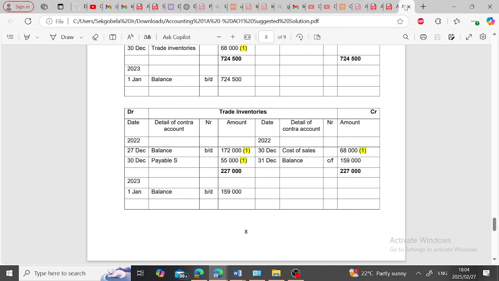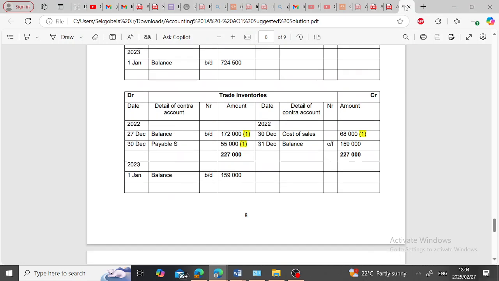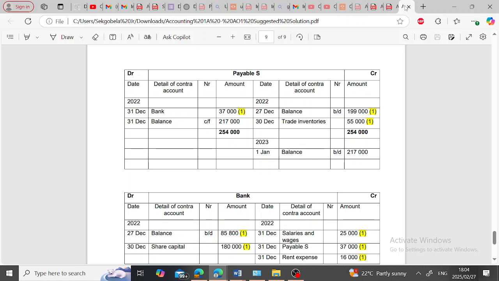So what's going to happen for payable S? For payable S, we are going to have trade inventories credited by 55,000. Why? Because payable S is a liability, and liabilities increase on the credit side. When we have trade inventories on the credit side, it basically means we owe payable S even more because we bought goods on credit. Is everyone following?